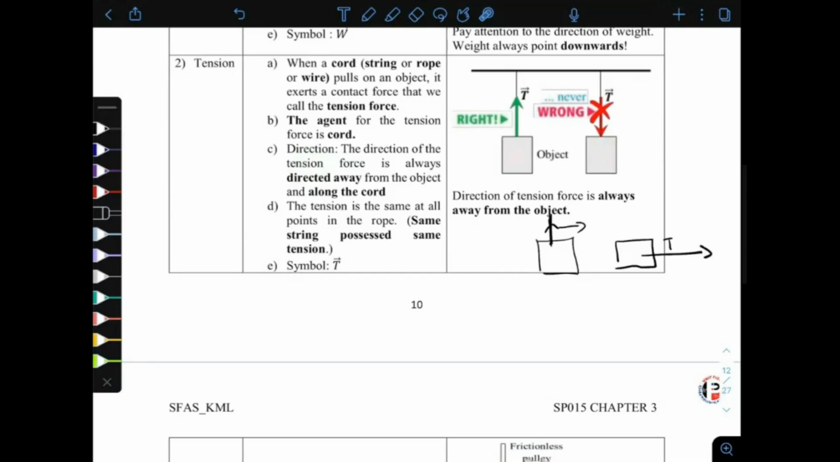Alright, tapi untuk kamu punya tension pula, the direction is not fixed. Cuma direction dia adalah always directed away from the object. Dia akan sentiasa keluar daripada objek kamu.